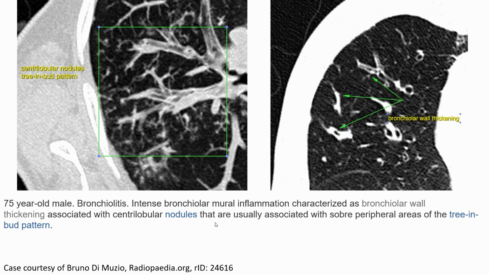So this is a case of a 75-year-old male with a diagnosis of bronchiolitis. We can see intense bronchiolar mural inflammation, characterized by bronchiolar wall thickening associated with centrilobular nodules that are usually associated with peripheral areas of tree-in-bud pattern.